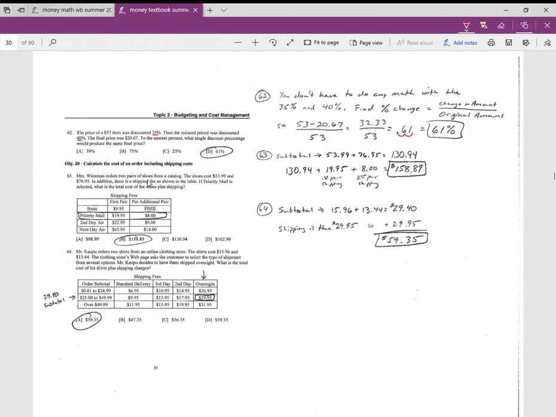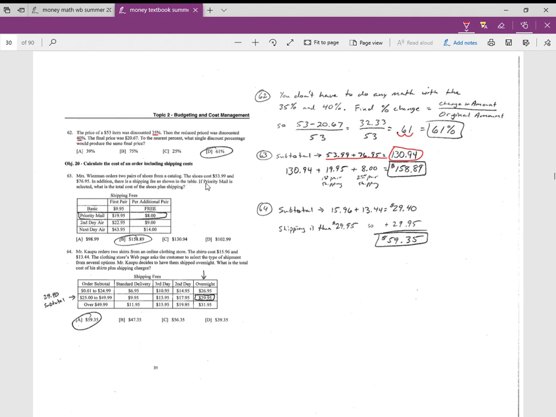They ordered 2 pairs of shoes from a catalog. The shoes cost $53.99 and $76.95. In addition, there is a shipping fee shown on the table. If priority mail is selected, what is the total cost of the shoes plus shipping? The first thing I did was find what the total of the shoes were. The 2 pairs of shoes add up to $130.94. So that's the 2 shoes together.